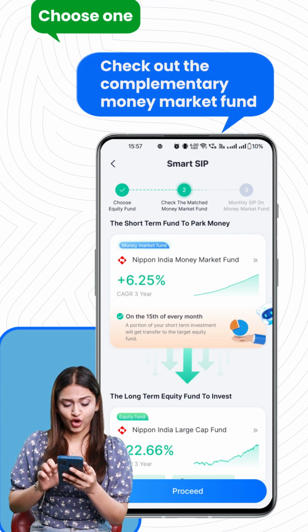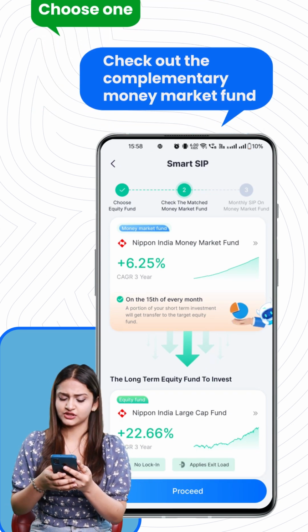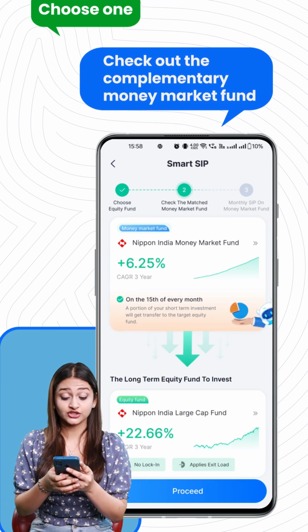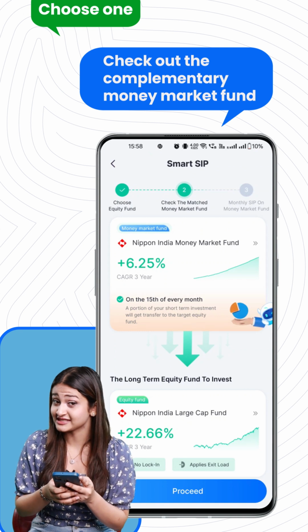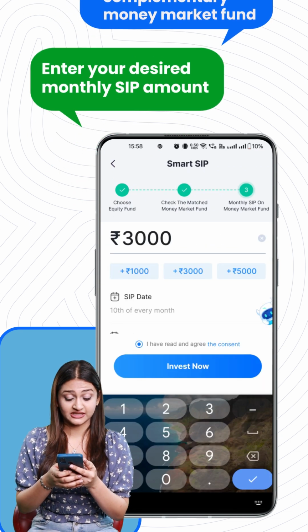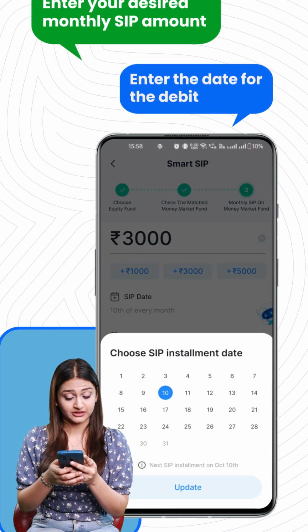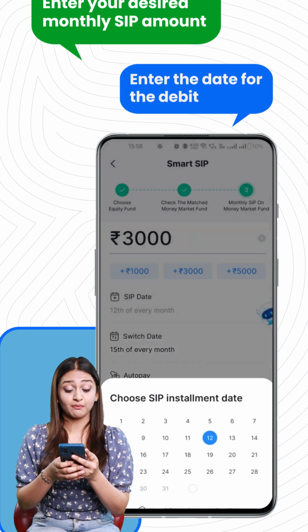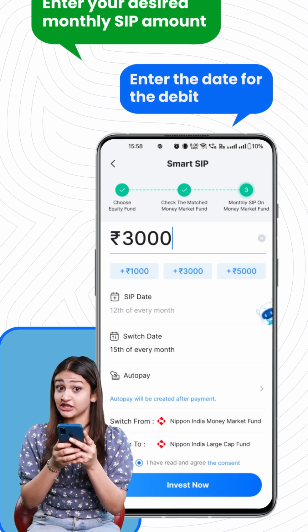Next, select a complementary money market fund to balance your investment. This ensures that you are prepared for both high returns and stability. Enter your desired monthly SIP amount and the date for debit. This will be the date when the money will be deducted from your account each month.